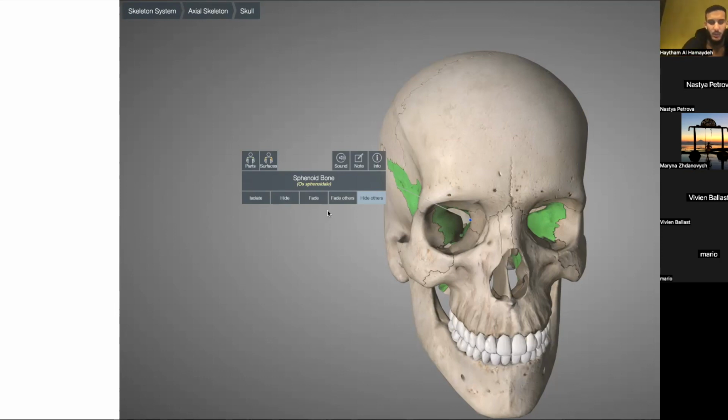Pathways is the last part of the orbit, and we're done. There are three: optic canal, superior orbital fissure, inferior orbital fissure. Optic canal, superior orbital fissure, and inferior orbital fissure are the pathways into the orbit.